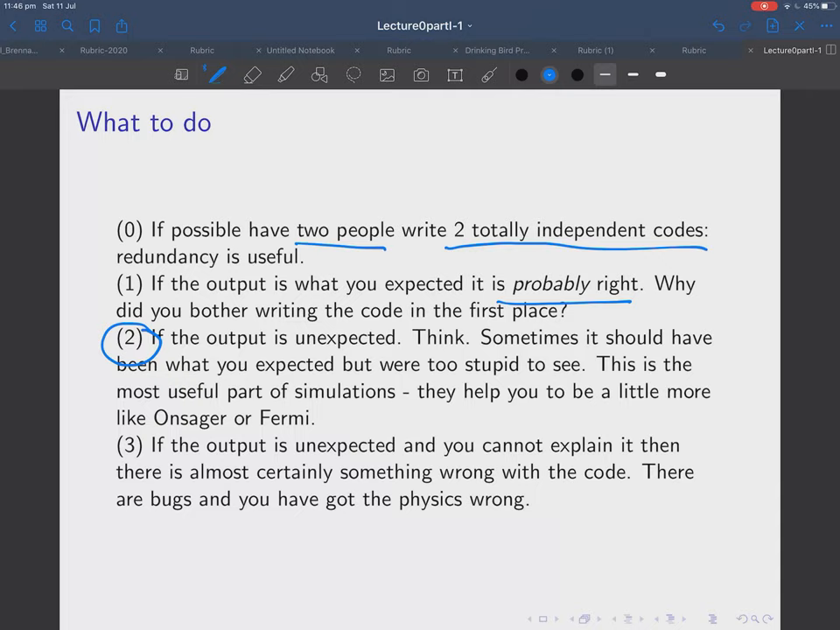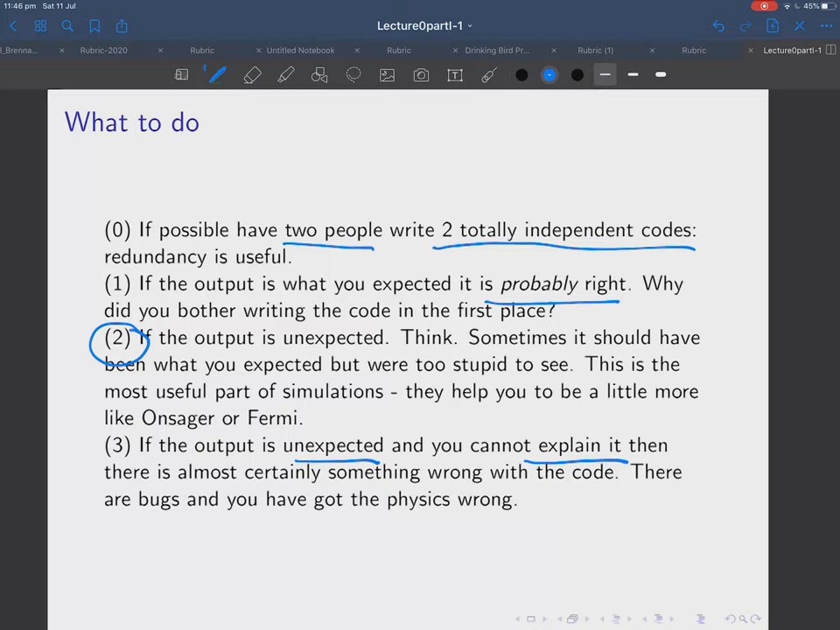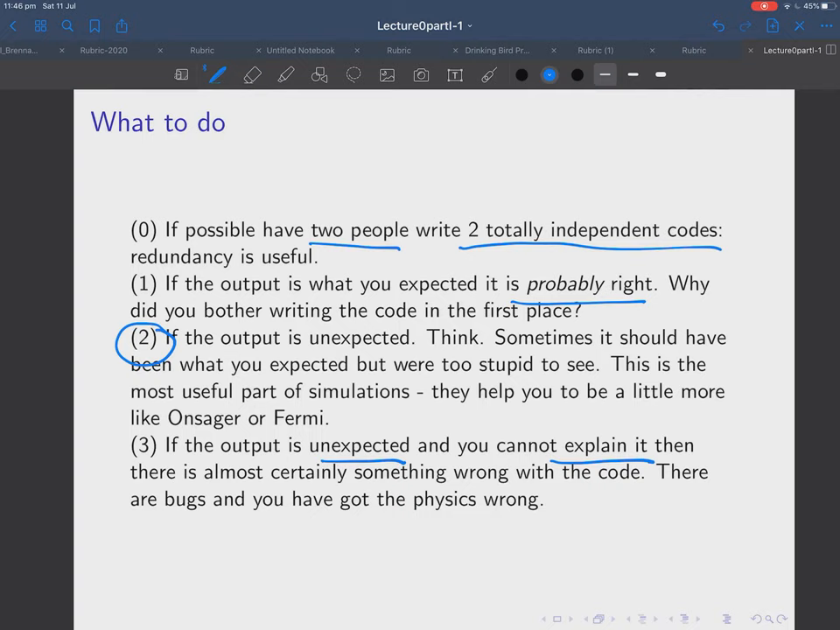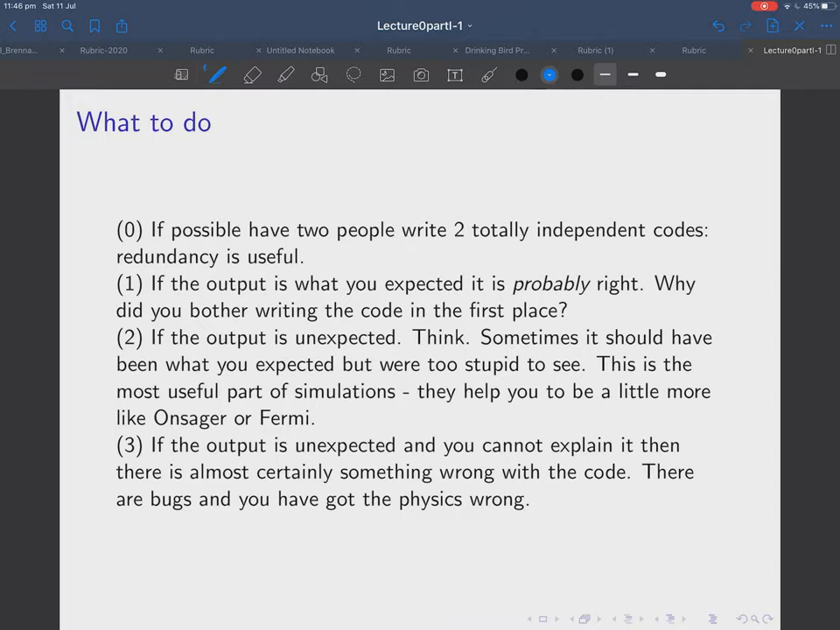The worst case is if the output is unexpected and you cannot explain it. Then there's almost certainly something wrong with your code, there are bugs, or you've got the physics wrong. That's really frustrating, because in that case you have to go back to the drawing board and check everything.